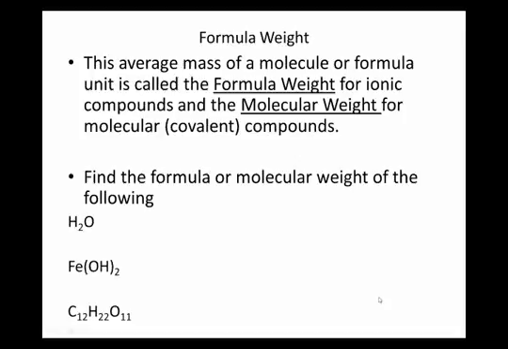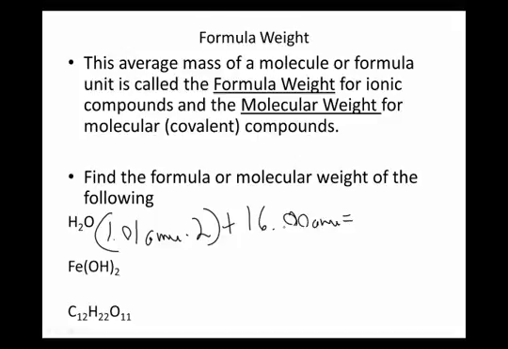I want you to try these, and then I'll do them and show you. So pause it and try these 3. Just calculate the formula weights or formula masses, and I will calculate them. Okay, water we already did: 1.01 AMU times 2 plus 16 AMU equals 18.02 AMU.